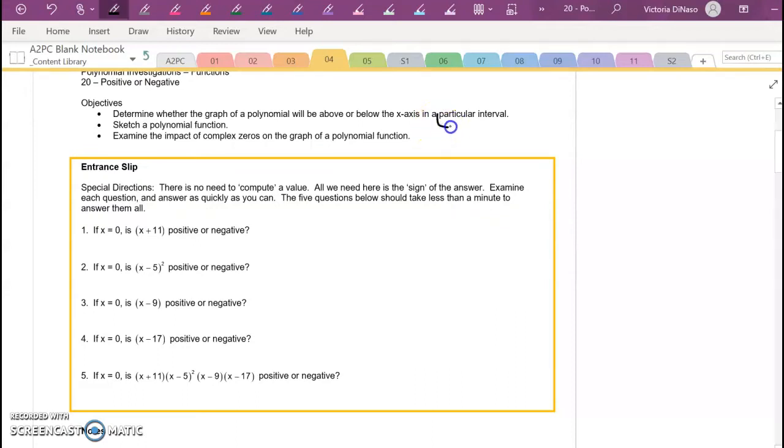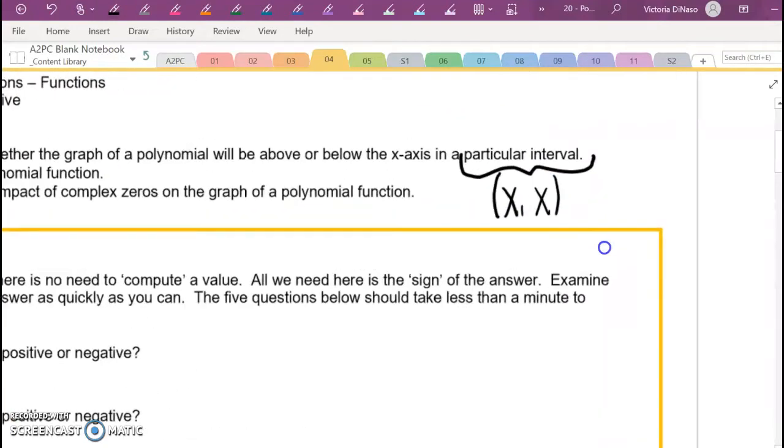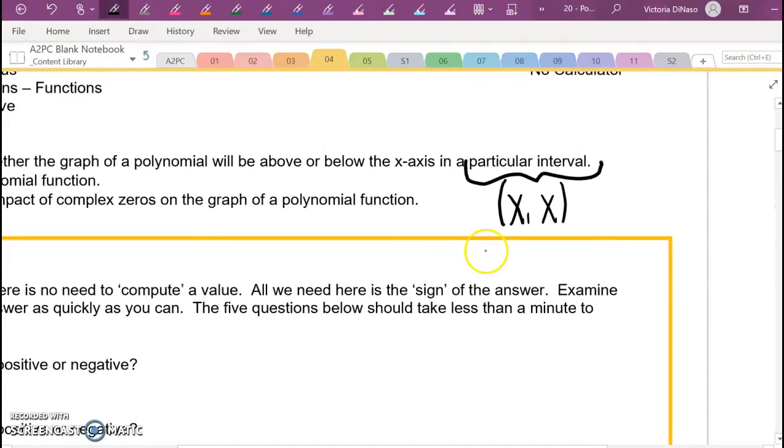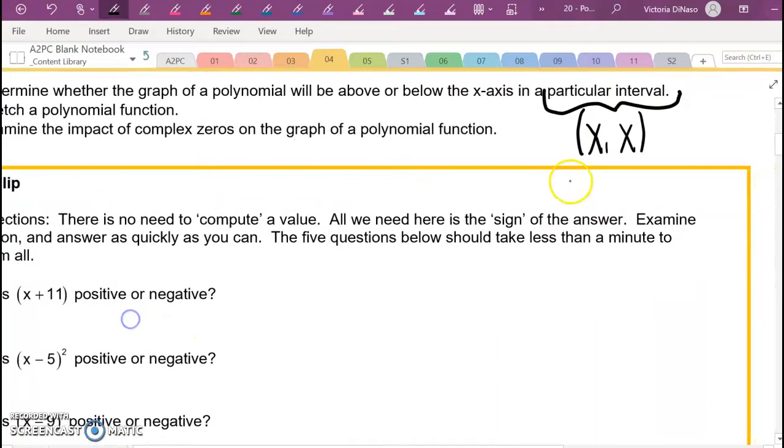Now, typically, this would be part of an interval. So an interval is a space between two x values. So for x equals 0, we could say that our interval is between -4 and 7. You would pick x equals 0.